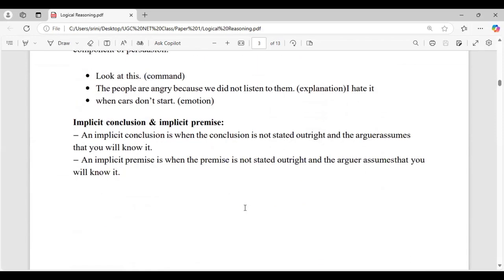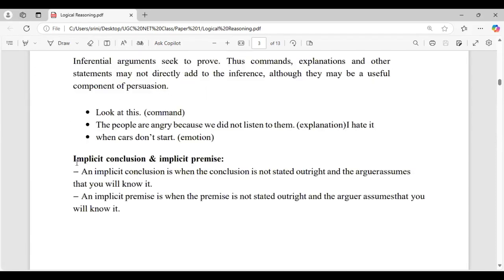Okay. Examples. Implicit conclusion and implicit premise. An implicit conclusion is when the conclusion is not stated outright and the arguer assumes that you will know it. You have to understand it by reading between the lines. An implicit premise is when the premise is not stated outright and the arguer assumes that you will know. I don't have any examples.